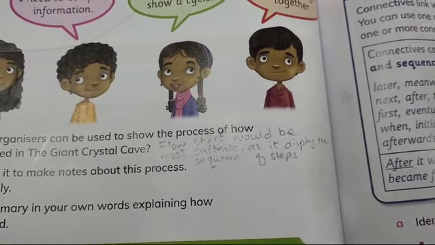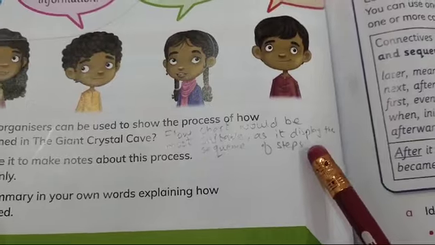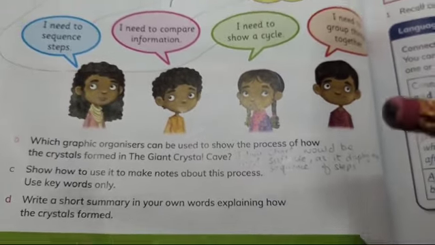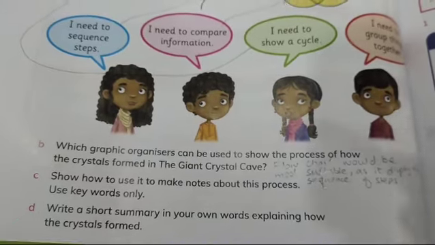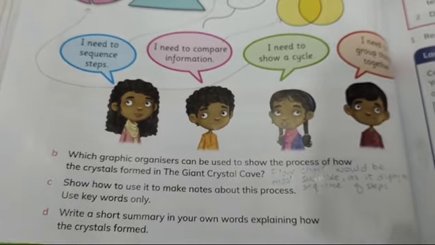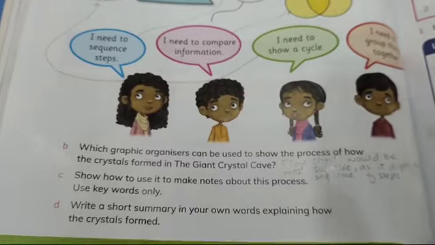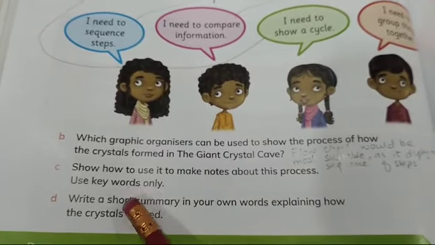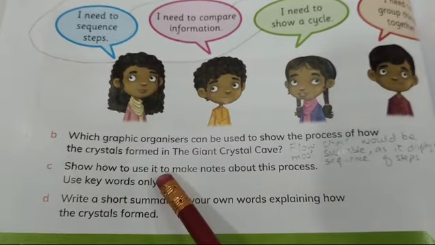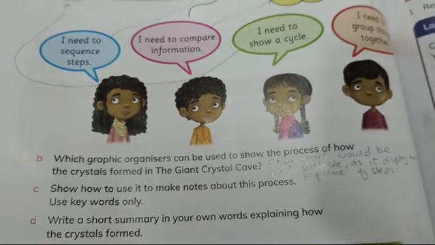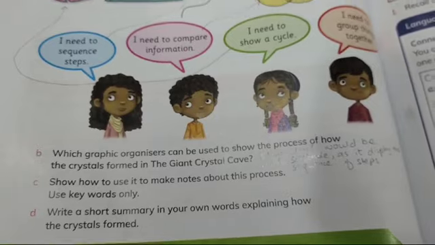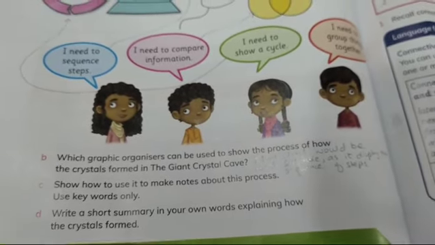Flowchart would be the most suitable as it displays the sequence of steps. Like in this giant crystal cave, we have to show how the crystals form. So I guess the flowchart is the best way to show the steps. Okay, show how to use it to make notes about this process. Use keywords only. We will do this part on the notebook. So open your notebook and start writing with me.